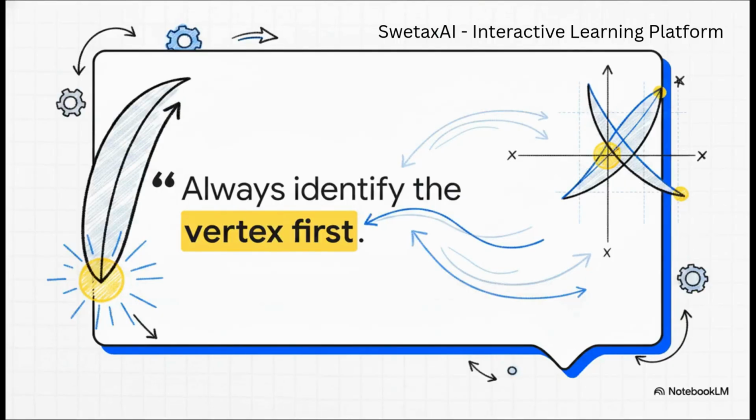Always identify the vertex first. It's the beating heart of your parabola. It's the starting line for your sketch, and it is absolutely the key to unlocking these equations. Master the vertex, and you literally master the curve.